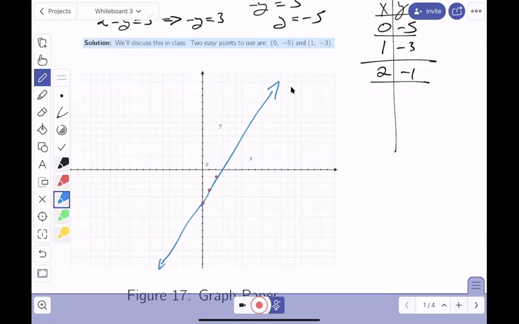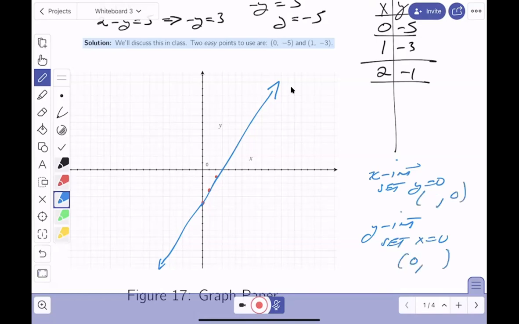Let me talk about the x-intercept and the y-intercept. Well, for the x-intercept, what you do is set y equal to 0. For the y-intercept, you set x to be 0. Well, I know what that looks like. It looks like a point. And this looks like a point. Now, I have one of the points in the table already. I have this one over here. So that's 0, minus 5. I've got this covered. That's the y-intercept.